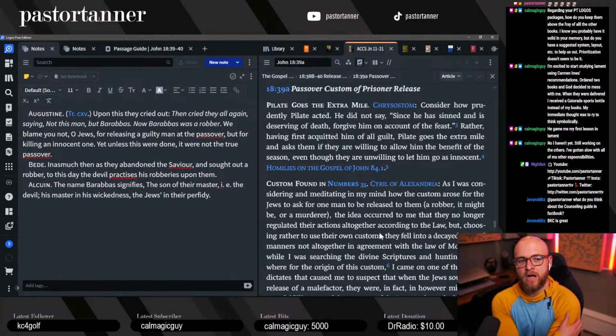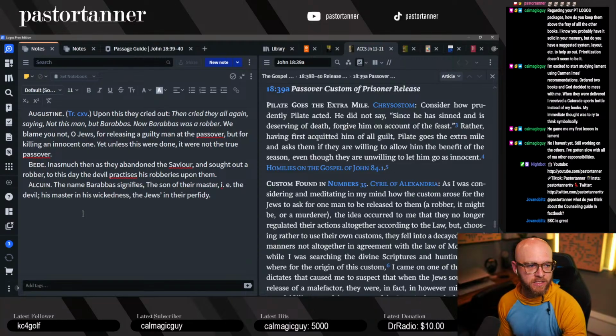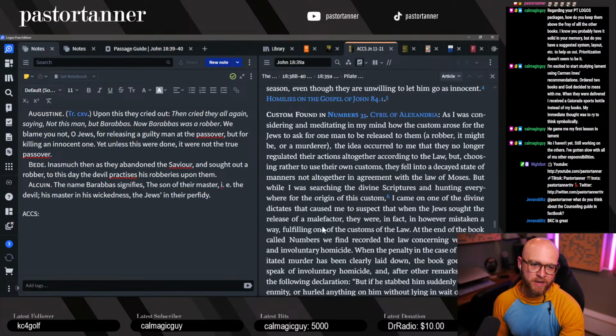Pilate goes the extra mile, from Chrysostom. Consider how prudentially Pilate acted. He did not say, since he sinned and is deserving of death, forgive him on account of the feast. Rather, having first acquitted him of all guilt, Pilate goes the extra mile and asks them if they're willing to allow the benefit of the season, even if they're unwilling to let him go as an innocent. So notice it's the same one that we saw in the Katina, just better worded.